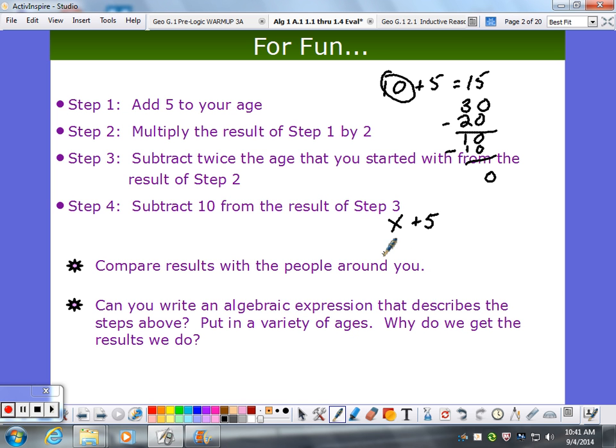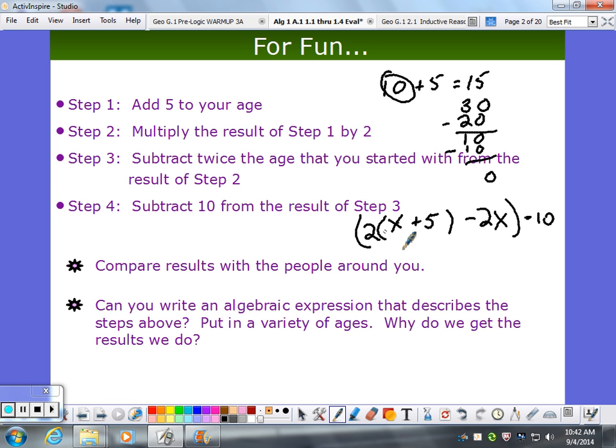Then we multiplied the result by 2. Now why did I need to put parentheses around that when I multiplied by 2? So you do that first. I want this whole thing multiplied by 2. These parentheses have meaning. It's a grouping. And then it says subtract twice the age you started with. Well, what's the age I started with? x. So 2x. And then from this whole result, I'm going to subtract 10.